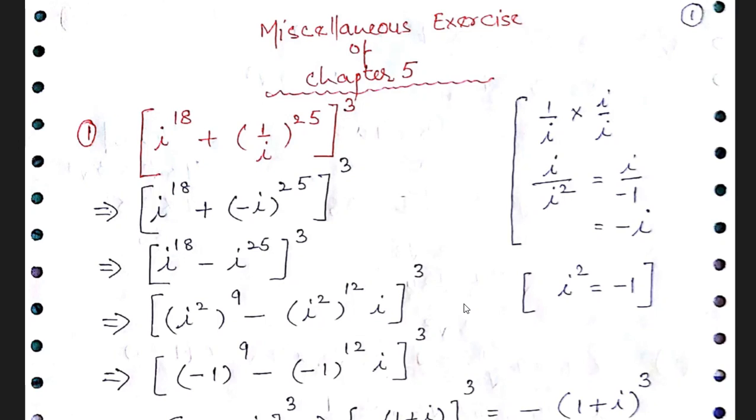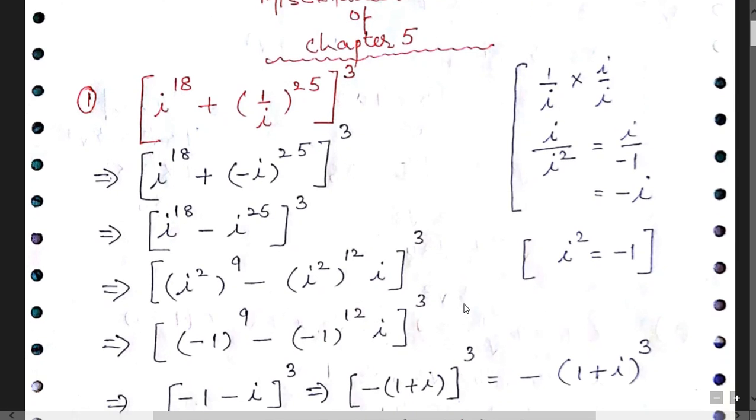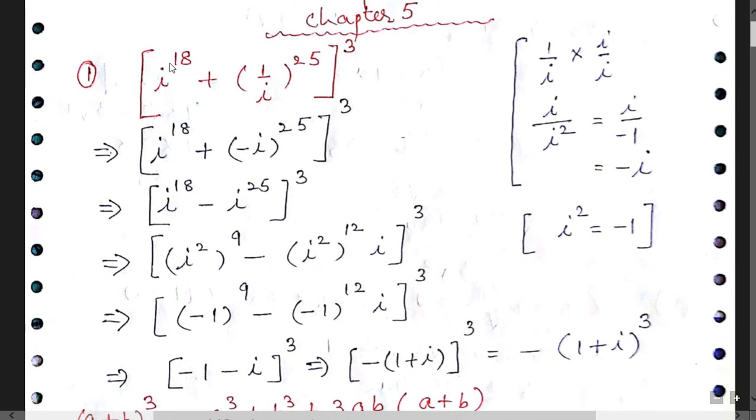Hello students, let us start with the last exercise, that is a miscellaneous exercise of chapter 5 of the class 11 NCERT mathematics. The first question is iota raised to power 18 plus 1 over iota raised to power 25 whole cube.